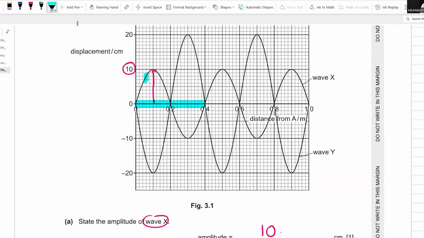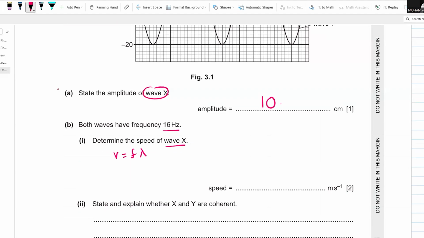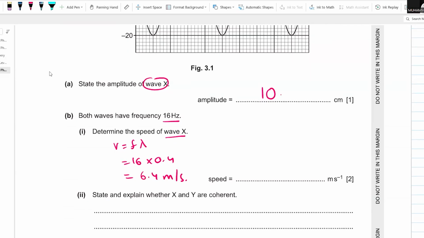Yes. What is the distance covered to complete one wave? 0.4. This is your wavelength. Okay, your wavelength is 0.4. Frequency is 16. What does your velocity come out to be? 16 into 0.4. This comes out to be 6.4 meters per second.